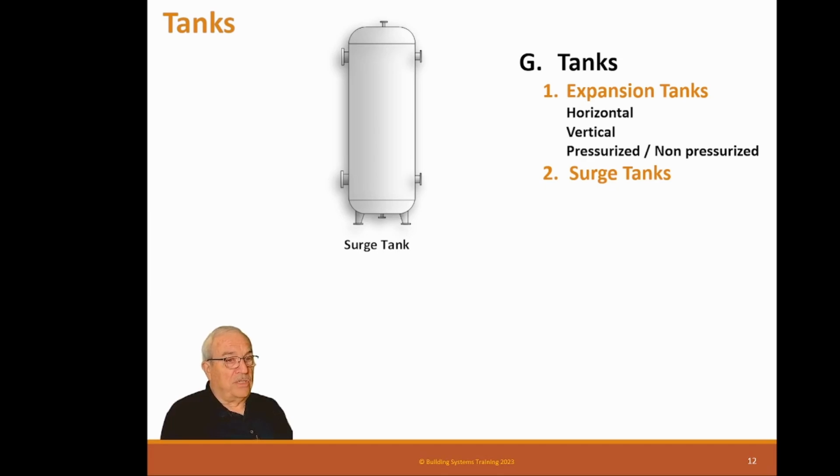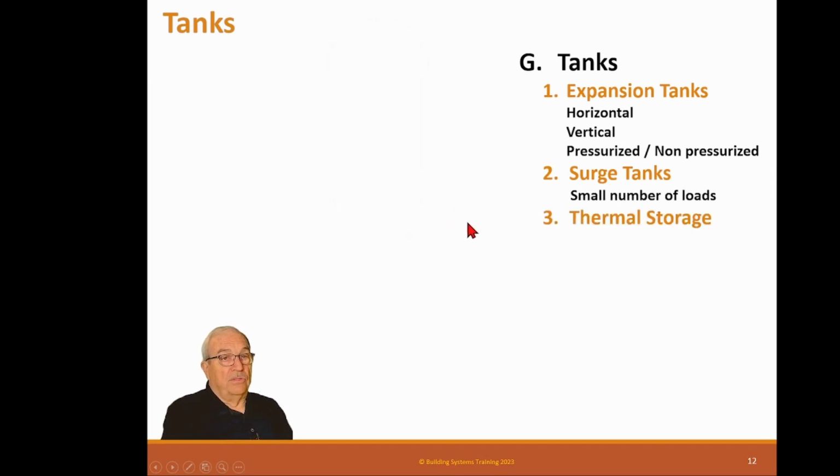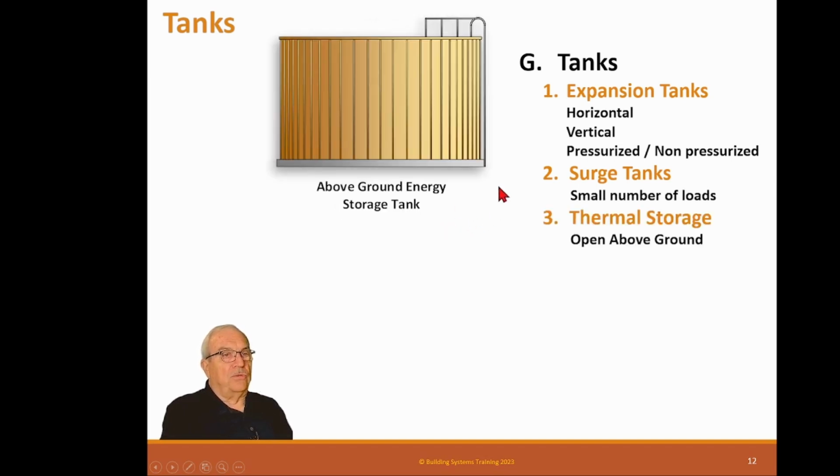It's called surging. So we put a tank in here, and all we're trying to do is increase the capacity of the water. So instead of it only having maybe 400 or 500 gallons or maybe 200 gallons of chill water in the entire system, this could be a 400, 500 gallon tank. So now the chiller comes on, it's got a larger mass of water to cool, so it can stay on longer and not go on and off, on and off. That's what surge tanks are. Small number of loads.